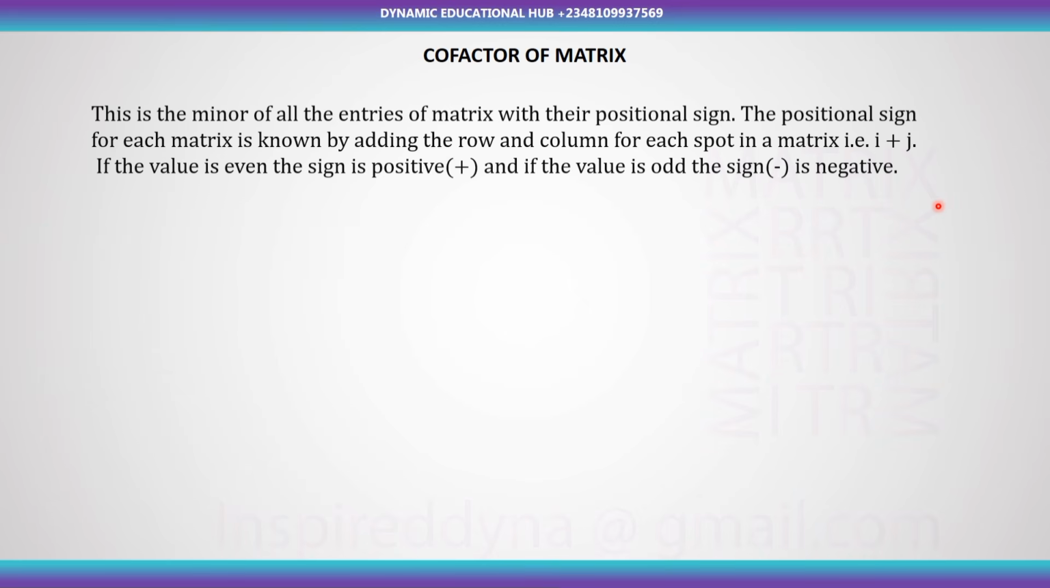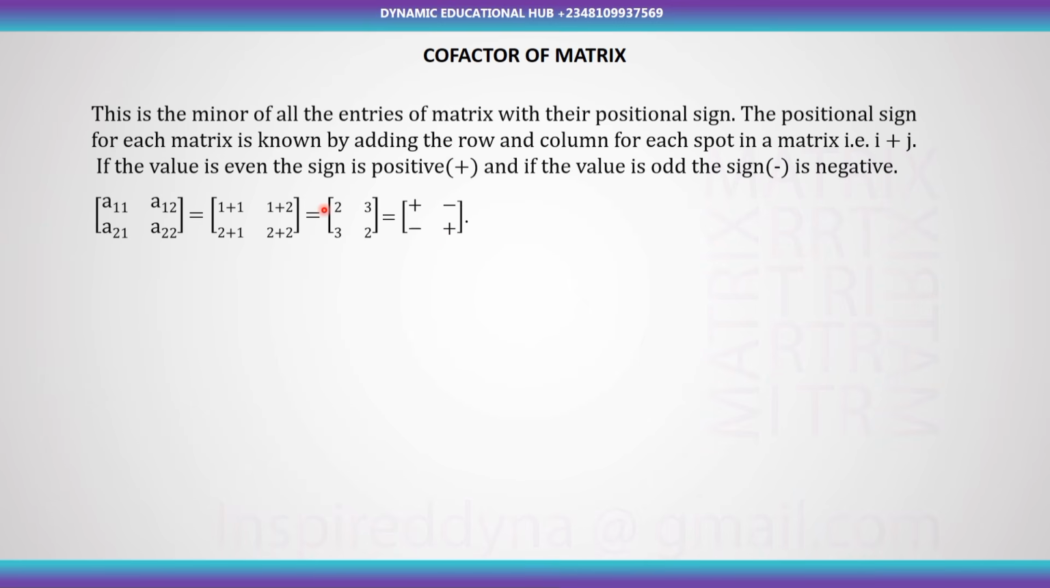Cofactor is just like minor. The only difference is that you want to consider the position, whether that position is positive or negative. Let's have this 2x2 square matrix. For a11, the position it occupies is the first row, first column. That is why we have 1 plus 1. For a12, we have 1 plus 2. For a21, we have 2 plus 1. For a22, we have 2 plus 2. If you solve that, we are going to have 2, 3, 3, 2.